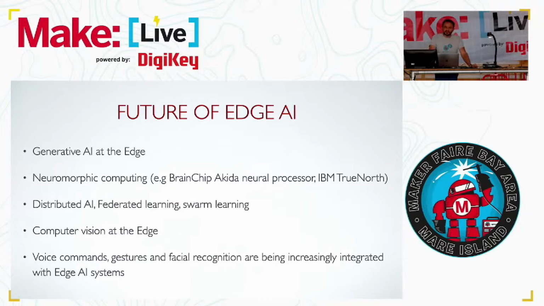And then there are other techniques like distributed AI and federated learning and swarm learning that you can utilize towards a divide and conquer kind of approach, in not having a huge model that's running in the cloud, but sub-models that can collaborate and work together. And voice commands, gestures, and facial recognition are all examples that are getting increasingly integrated with edge AI systems. And this is something that you could totally do in your next project to make it more awesome.